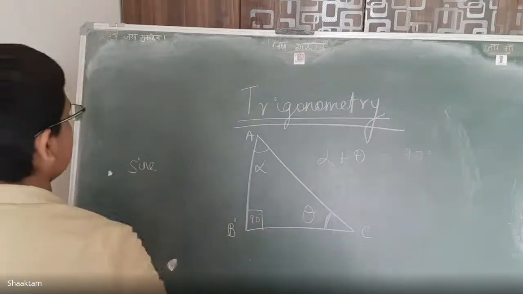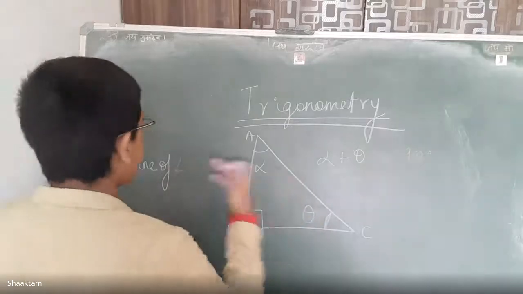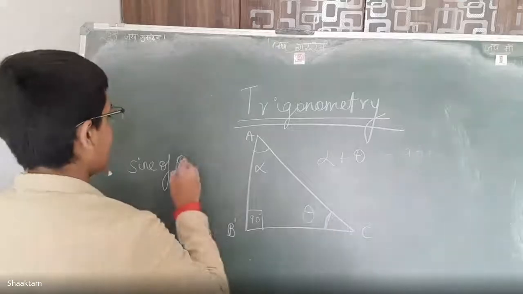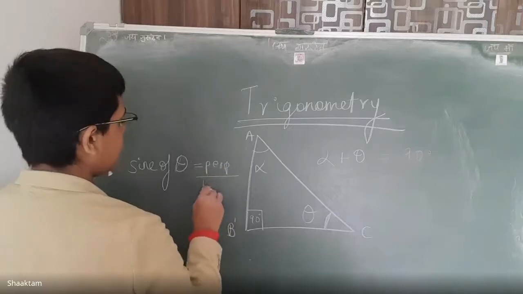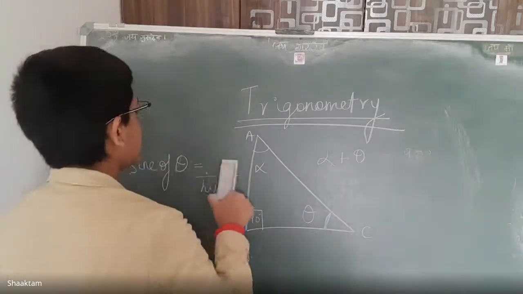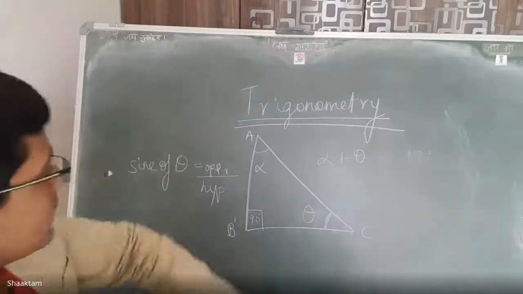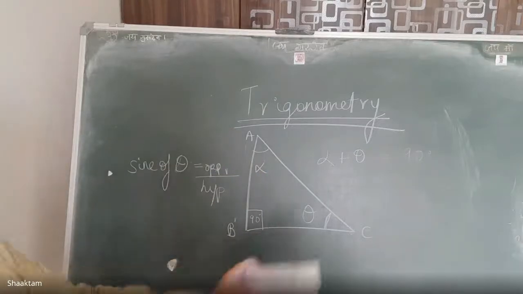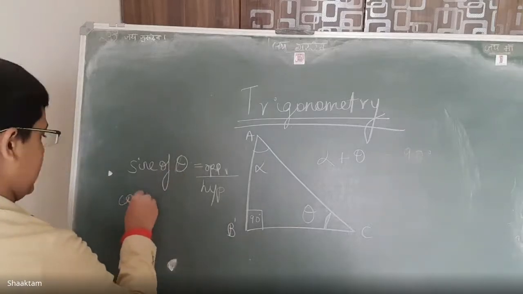Now, sine of any angle, S-I-N-E, generally I am taking theta, not the theta in our case, sine of any angle theta is perpendicular by hypotenuse. Shaptam? Yes. Can we also say opposite upon hypotenuse? Yeah, we can also say opposite upon hypotenuse. We also call it the opposite. To make it more understandable and not allow confusion, we can also call it opposite. Okay. Next, we have cosine.